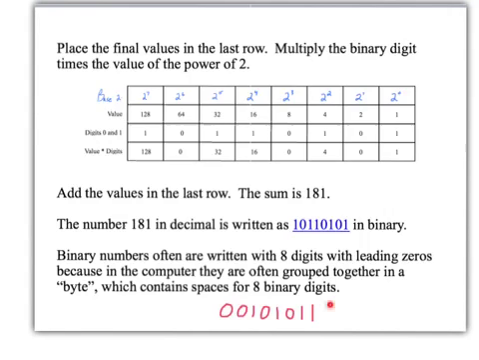Just a little note, you'll often see binary numbers written like this with 8 binary digits with leading zeros. That's because in the computer they're often grouped in something called a byte, which contains spaces for 8 binary digits. This ends the video on binary.